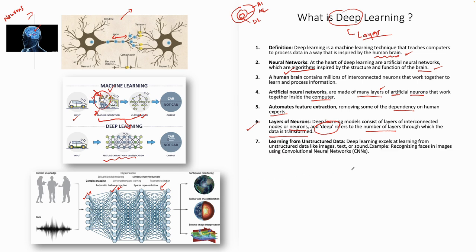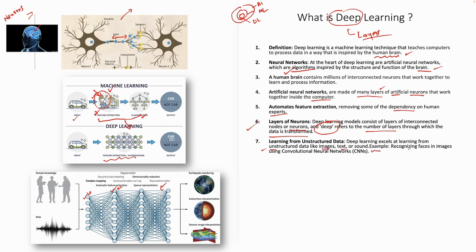And yes, deep learning excels at learning from unstructured data, right? Not like machine learning where you are giving labeled data or even unlabeled data as well. But here it is even unstructured data. The data doesn't have any kind of structure. So it is up to the deep learning model to figure out what kind of feature differentiation it needs to find. This is all done based on the intelligence of the model. So deep learning excels at learning from unstructured data, like images, text, or sound.